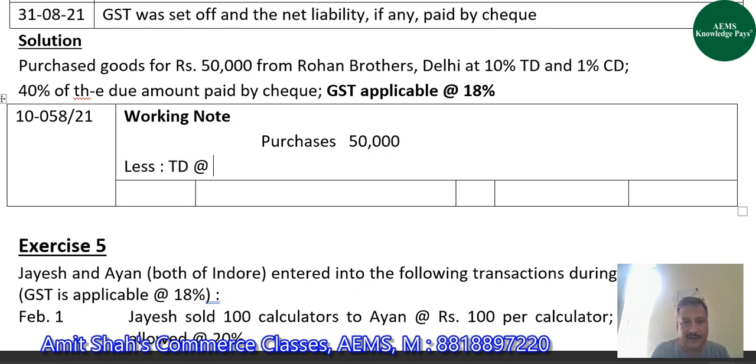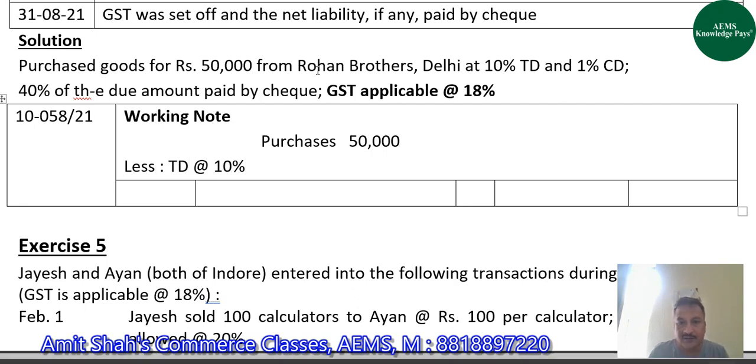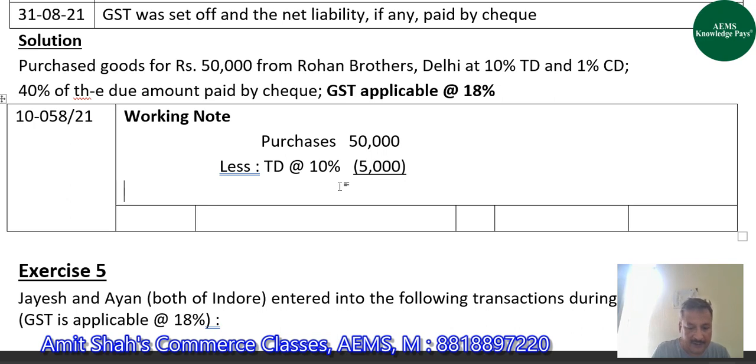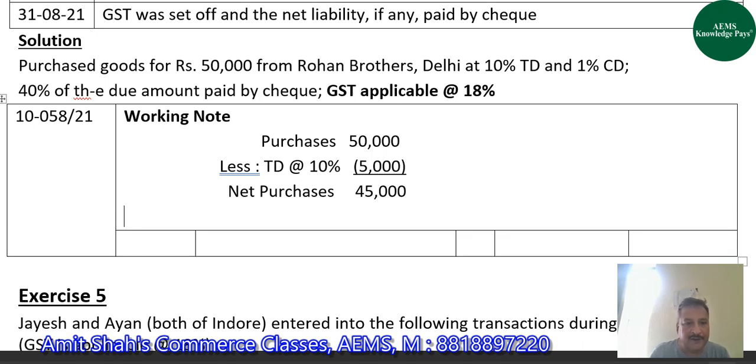less trade discount at the rate of 10%. This is trade discount 10%. So 10% of 50,000 is 5,000. It means net purchases is of 45,000. 50 minus 5, 45.